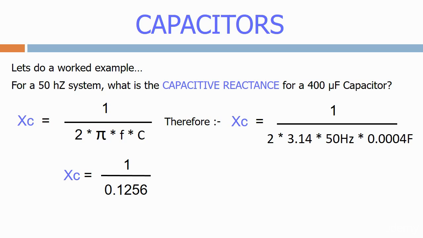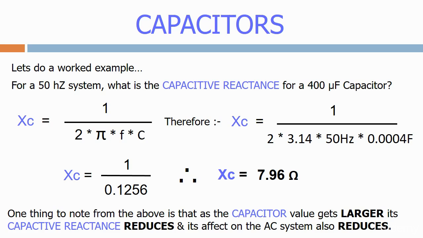Therefore, XC is 1 divided by 0.1256. Therefore, XC is 7.96 ohms. One thing to note from the above is that as the capacitor value gets larger, its capacitive reactance reduces, and its effect on the AC system also reduces.